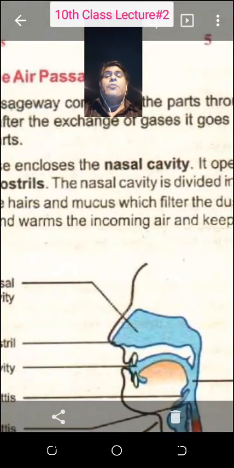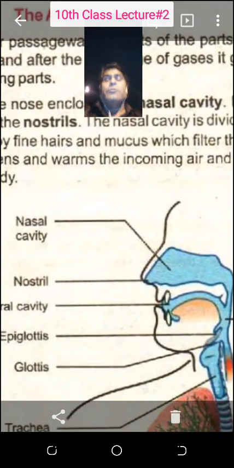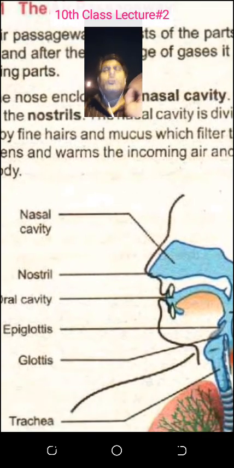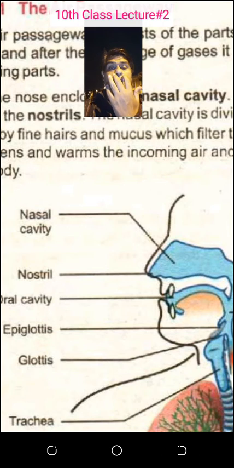And now we go back to some information about the nasal cavity. Students, nasal cavity means nose. The cavity inside your nose is called the nasal cavity. It has some openings outside. My fingers go to the openings of the nose. These are the external nostrils. So I am talking about the external nostrils now.